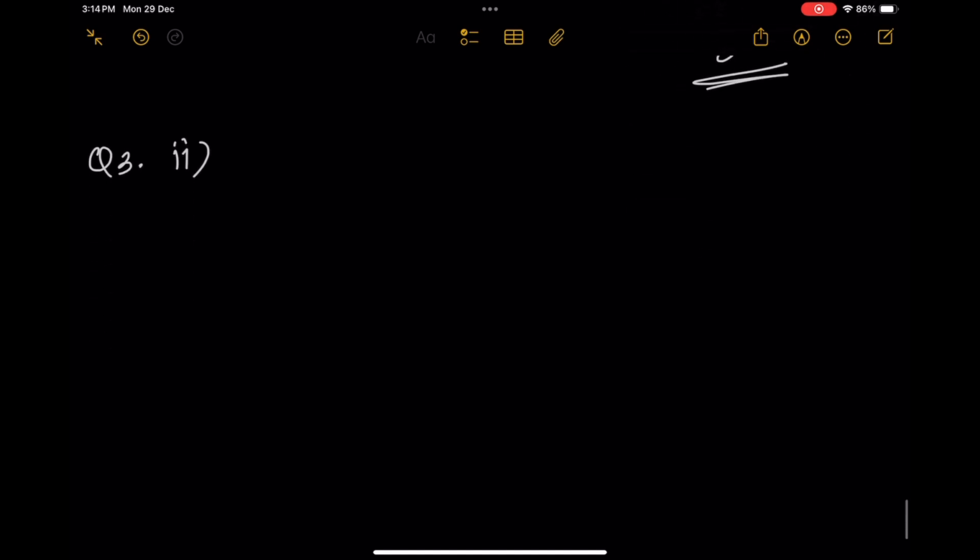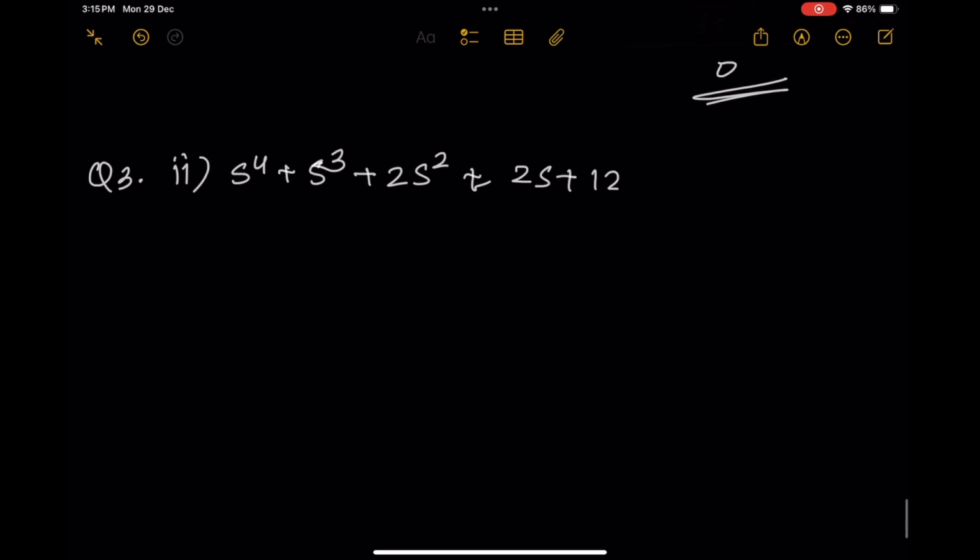So this is s raised to 4 plus s cube plus 2s square plus 2s plus 12. This is our question, last question. So when you consider this, you'll know that this is not a completely odd or completely even function. So what we are going to do is split it into even and odd. But before that I have to check two other factors, that is all terms are present, and that is verified. All terms present. Next, all coefficients positive.